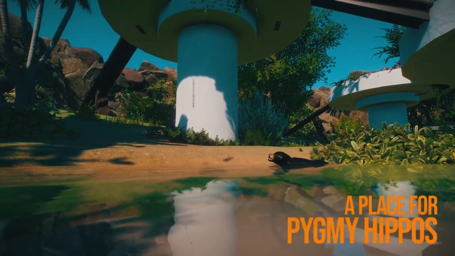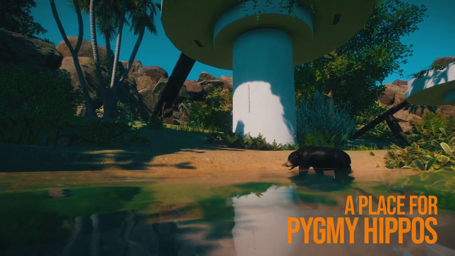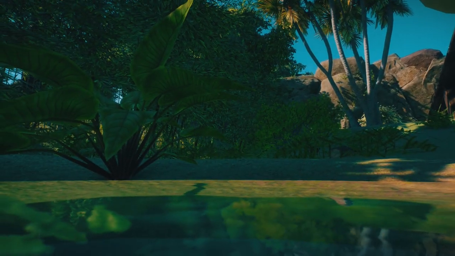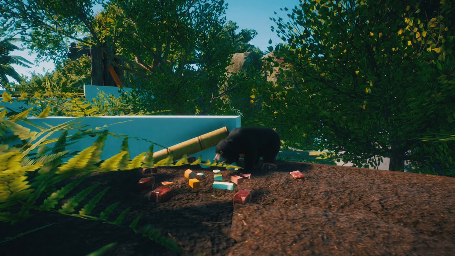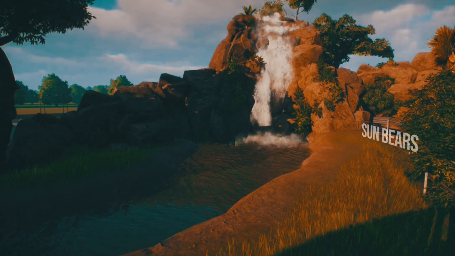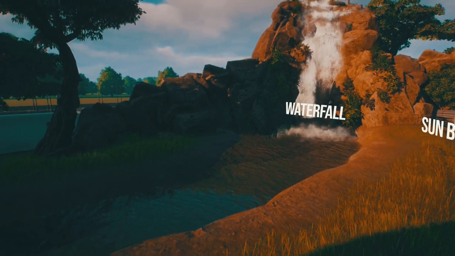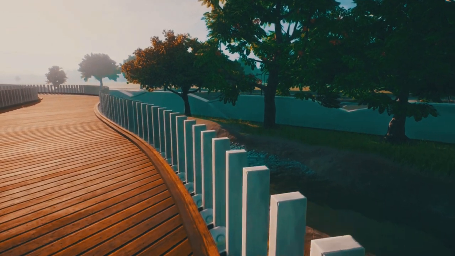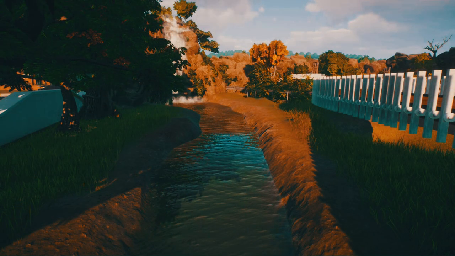What are we doing today? Today we are building a pygmy hippo habitat. And the challenge is, can I squeeze some pygmy hippos into the tiny little strip of land that I've left myself next to this sun bear enclosure? So if you look at it, it is bound in on three sides. We've got the sun bears, the waterfall, the boundary of the zoo, and this path. So it is going to be a challenge to fit it all in.